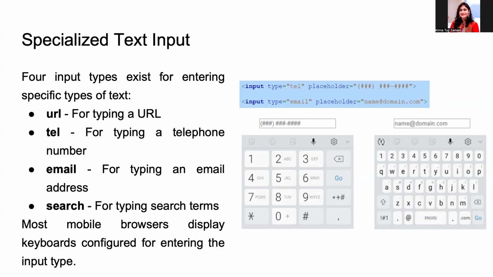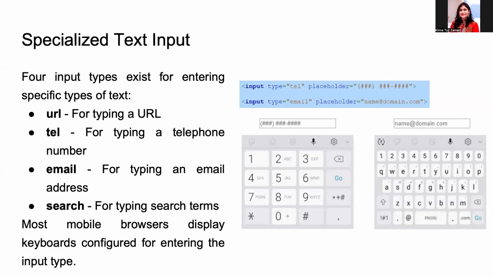The URL, used when the user needs to type a web address. Tel, used for entering a phone number. Email, designed for entering a valid email address. Search, meant for search terms like the ones you enter in a search bar.